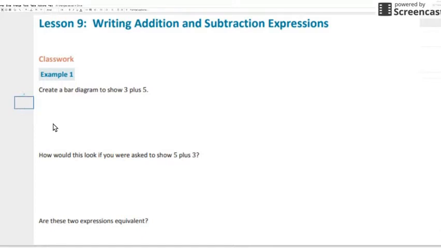As you know, I have some boxes here. I'm going to copy and paste a few of them. I'm going to show it as a bar diagram. It's not really a bar graph, it's more of a bar diagram. So we're going to show 3, and here's 3 units. These 3 boxes represent 3. And then I do it again because I want to add 5 to it.